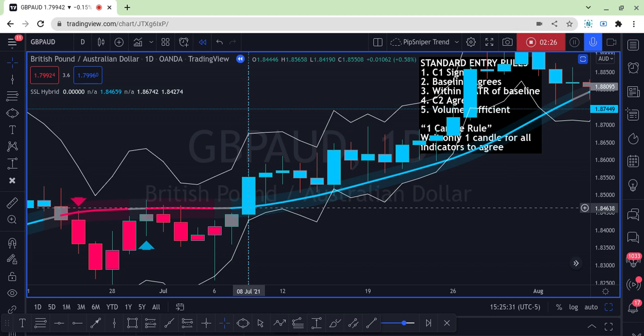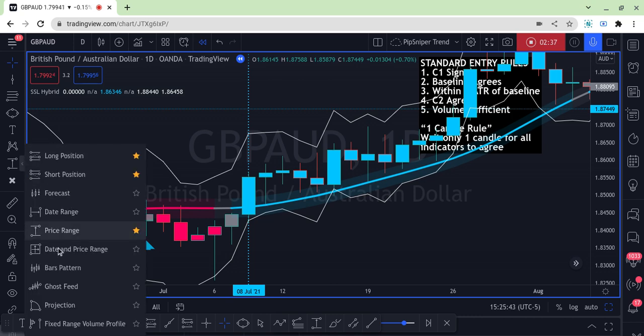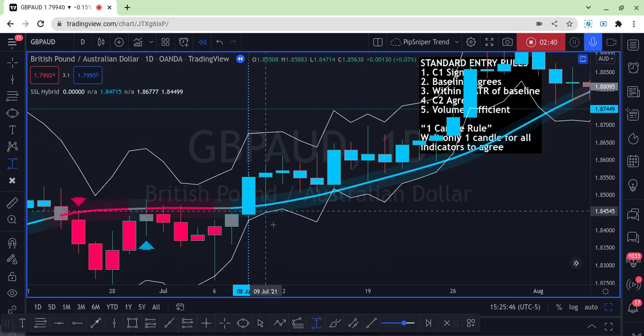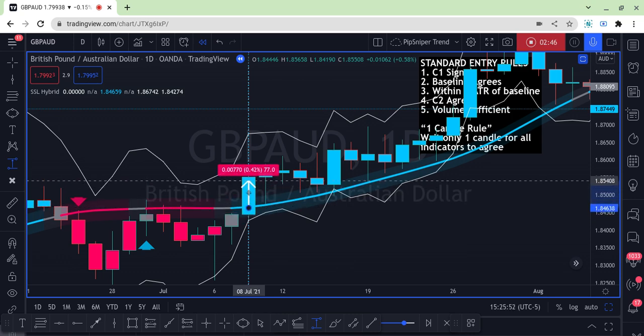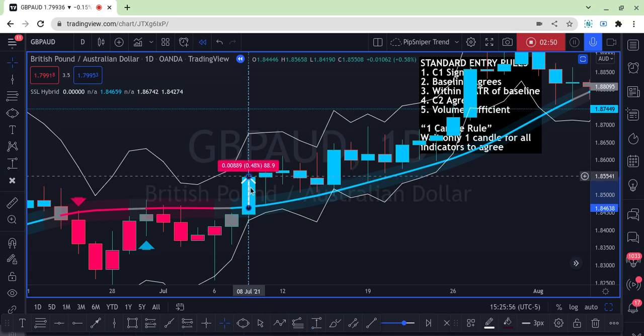How do we find that out? I'm glad you asked. You need to just go over to your tools. A good thing to do, you can either use your measure, your ruler, or you can use what I like to use. I like to go to my prediction and measurement tools. I like to get my price range. And then what I like to do is see where it crosses the baseline. I go from the bottom and I go up to where it closes, or where it's at the moment at least. And for instance, I see that it's 88.9 pips.